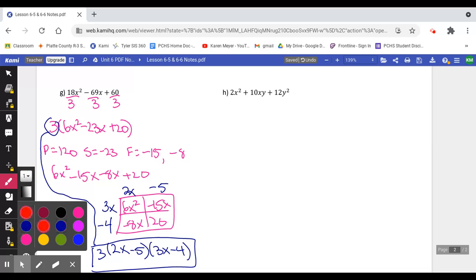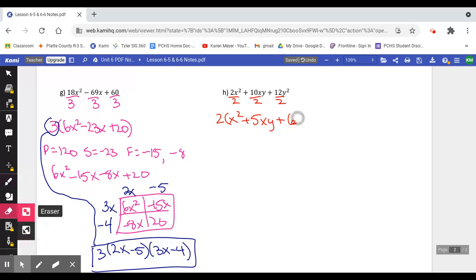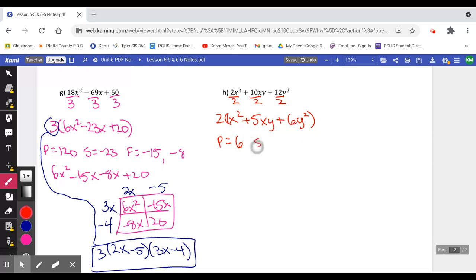All right, one more time. Does it have a GCF? Well, if I look at all the numbers, I'm going to say yes, all the numbers are divisible by 2. So if I take a 2 out, I get x squared plus 5xy plus 6. Sorry. Don't forget your y squared there. So 6y squared. So my product would be 1 times 6, which is 6. And my sum is 5.